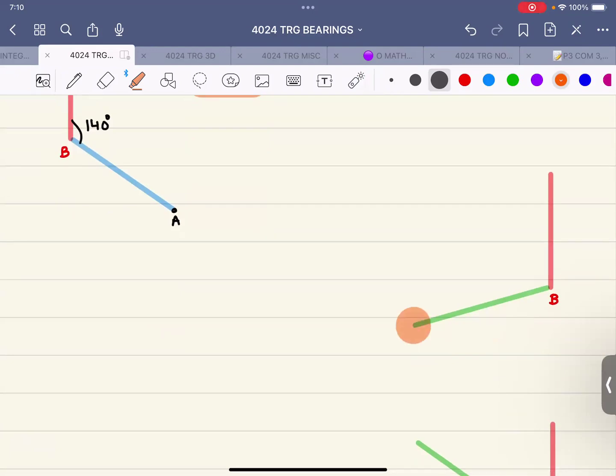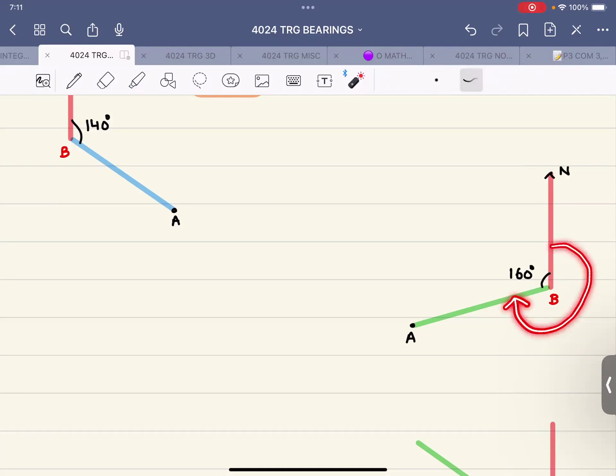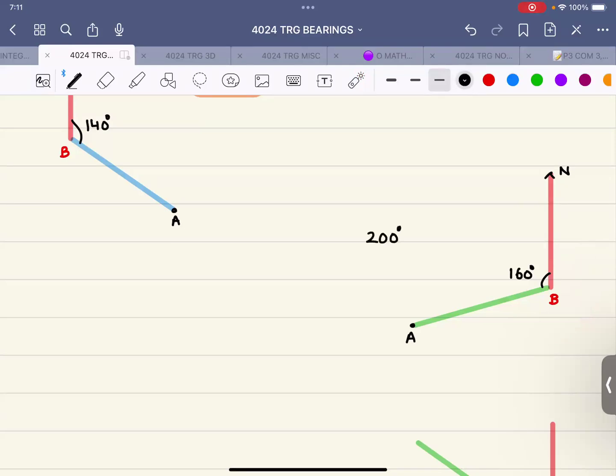Again, this is A over here. This is B. And let's say this angle is 160 degrees, and this is the north axis. Again, we have to go clockwise, but this time we have to do the subtraction. The total angle is 360. We have to subtract 160. Therefore, this answer is 200 degrees, and that is the bearing.